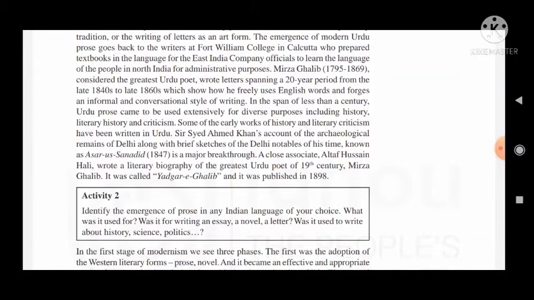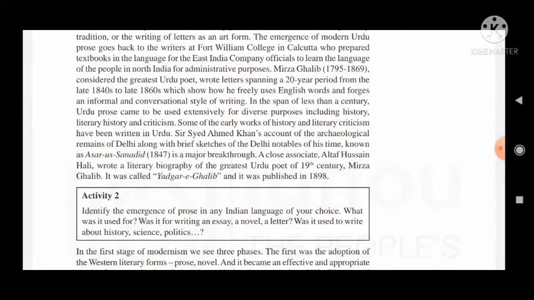Then Mirza Ghalib, 1795 to 1869, considered the greatest Urdu poet, wrote letters spanning a 20-year period from the late 1840s to the late 1860s, which show how he freely uses English words and forges an informal and conversational style of writing.